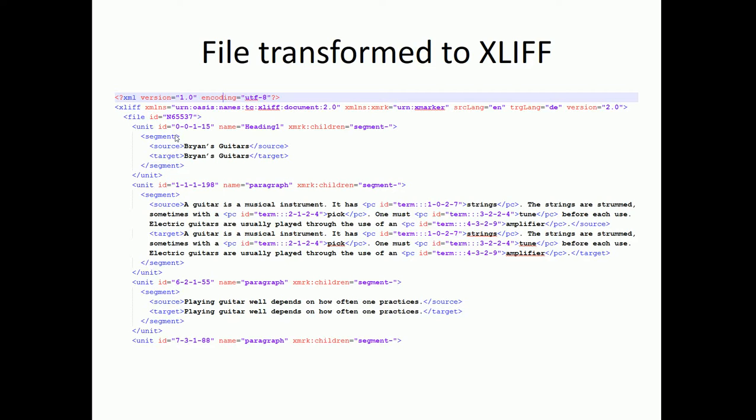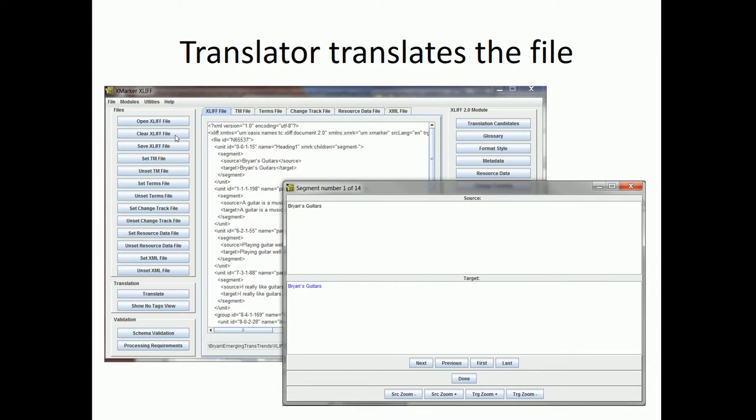So I'm going to show you an example of that. What I'm going to show you is a computer-aided translation tool that translators would use to do a translation. This is actually an open source tool that I wrote in Java. So it goes something like this. You would open the XLIF file in this tool, and then you would click the translate button, and each of these segments that we saw earlier comes up and gives the translator the opportunity to translate.